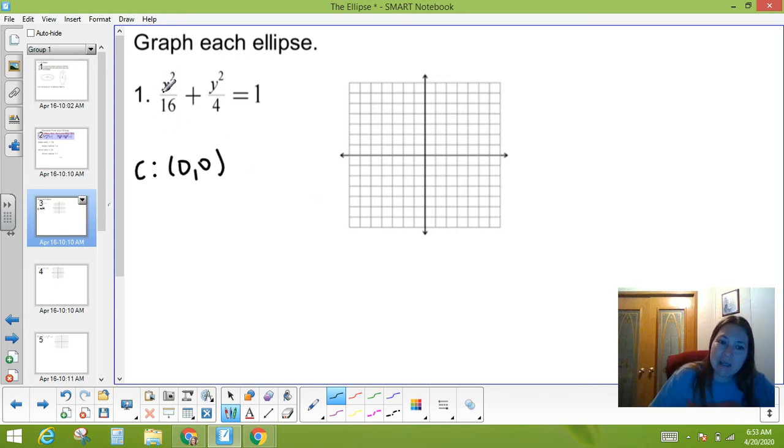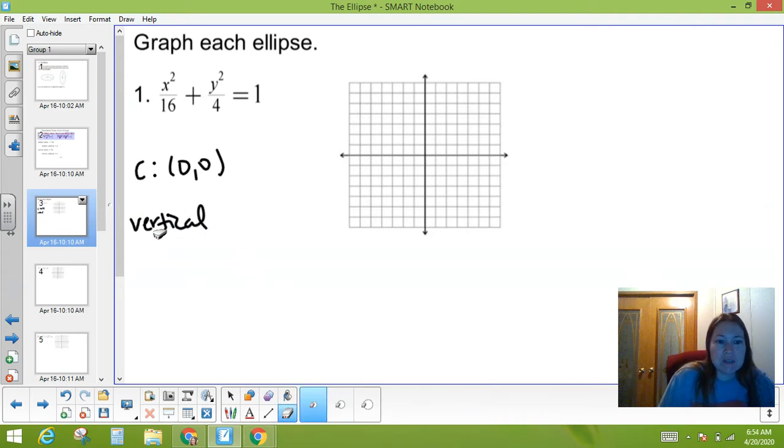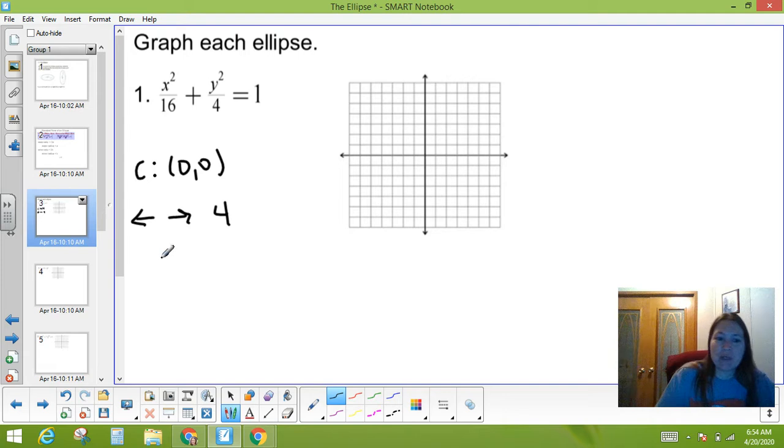So underneath the X is going to be a left-right distance. And actually, let's just do this because it's less writing and you don't have to think that much. The distance that I'm going to go left and right is the square root of 16, so 4. Underneath the Y tells me how much we're going to move up or down. So the distance I'm going to move up and down is the square root of 4, so 2.